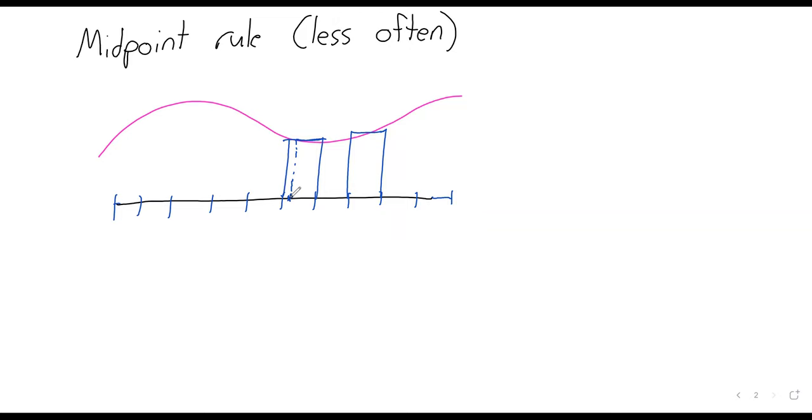And you can use any point in the interval you want, and as the midpoint rule is a pretty self-explanatory name, the midpoint rule says, well, if we select the point in the middle of the interval, it will usually give us a better result than if we select a point far in either direction, to the left or the right. And that's the midpoint rule.